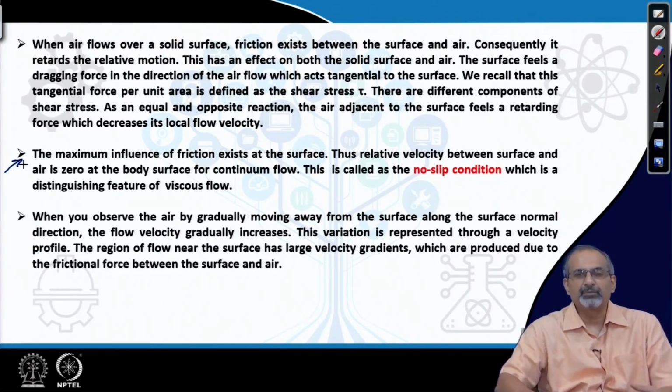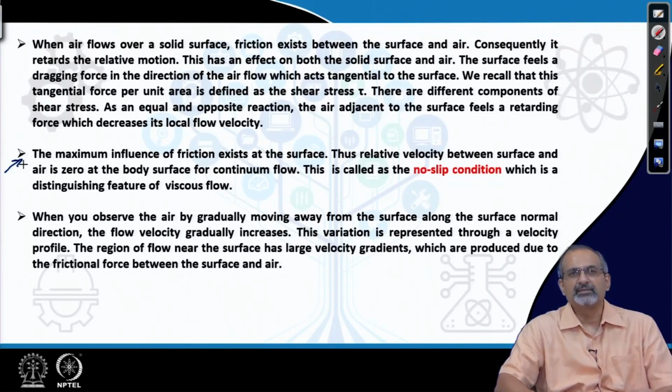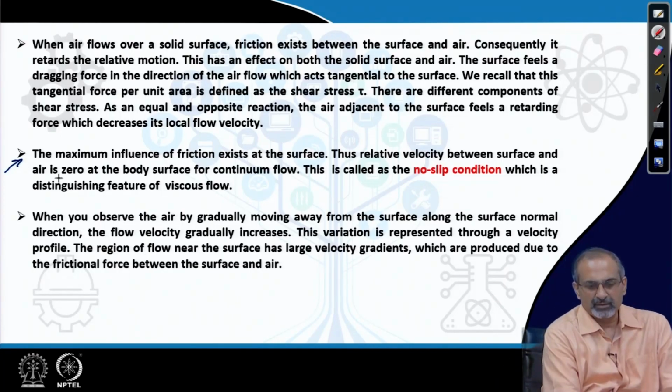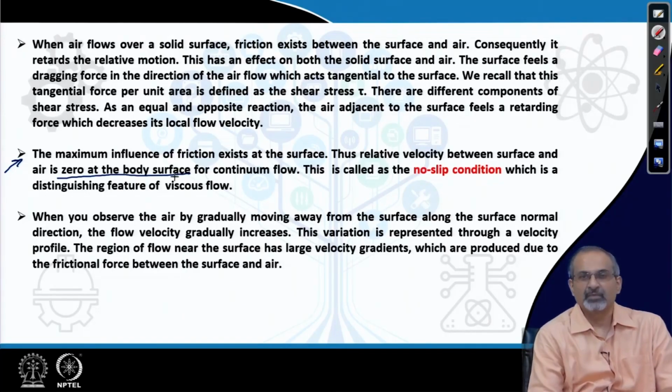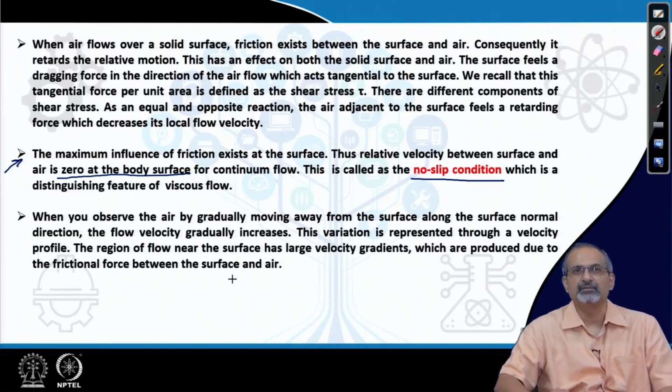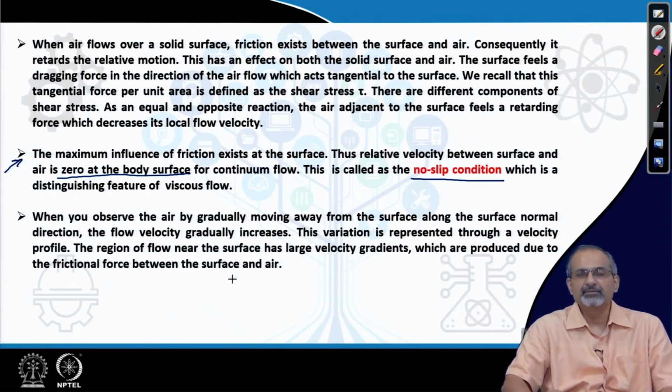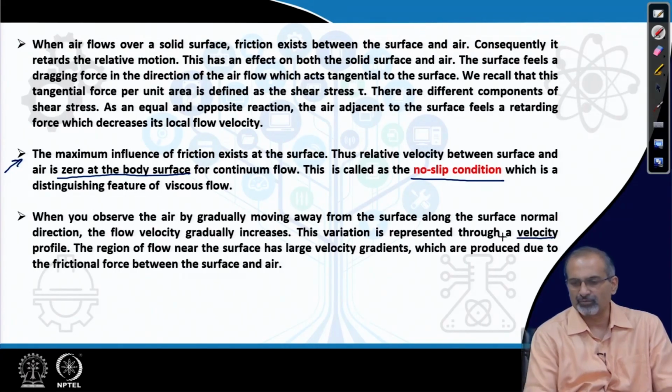When the air becomes rarefied, that means its density becomes significantly low, for example at higher altitudes within our atmosphere, then there could be some slippage at the wall. But for continuum flows, it is a 0 velocity at the body surface. This is called the no slip condition, and this is a distinguishing feature of viscous flows. Now, when you observe the air by gradually moving away from the surface along the surface normal direction, the flow velocity gradually increases. This variation is represented through a velocity profile.